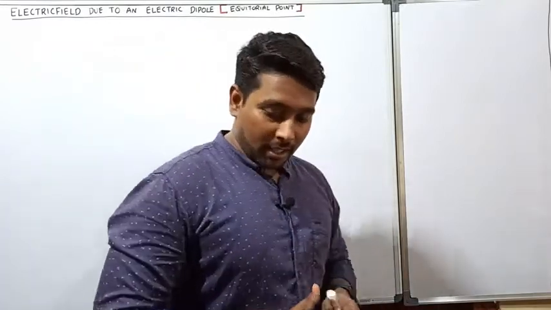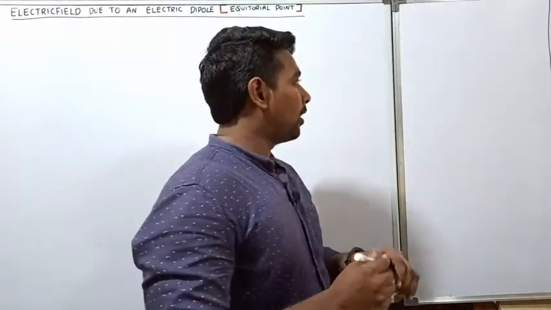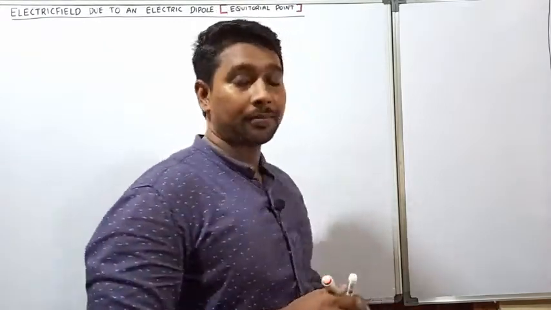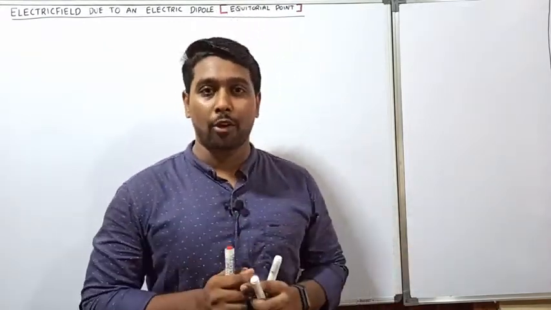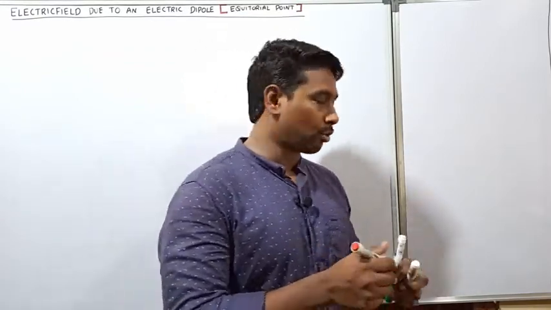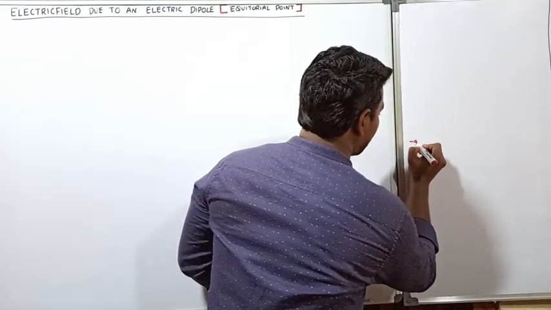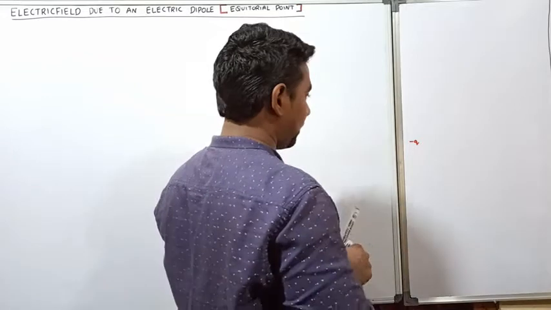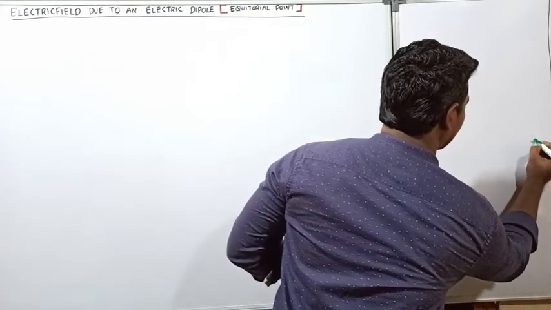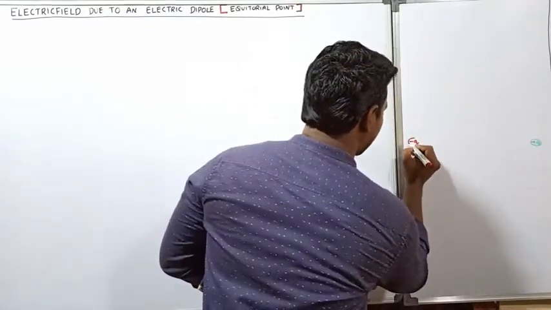Before that, we will draw a diagram. Let's consider a dipole. A dipole is two equal and opposite charges separated by a very small distance. We call it an electric dipole. So we are considering an electric dipole with the charge minus q and the charge plus q. These are the two charges.